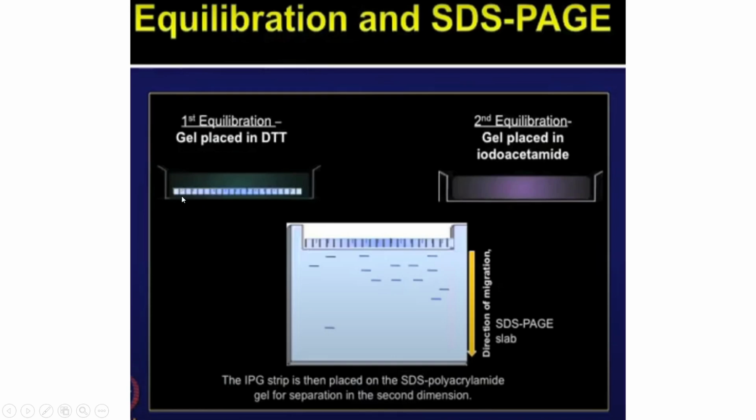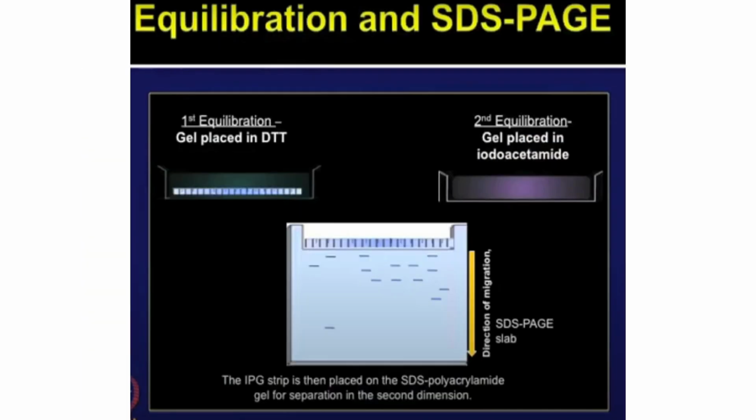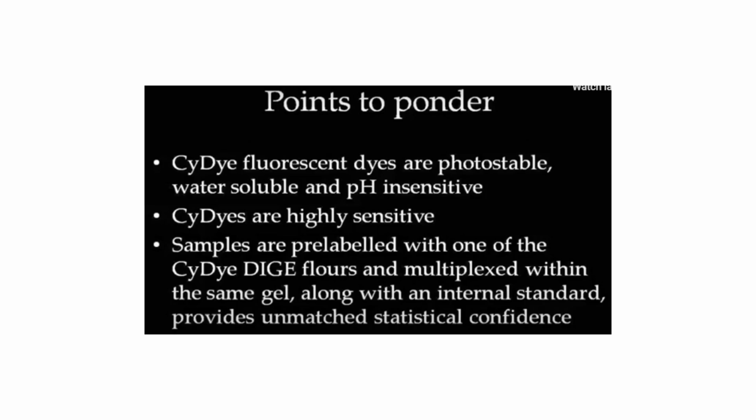So after labeling, you will run the isoelectric focusing and also run SDS-PAGE. This is basically your two-dimensional electrophoresis. That was the first part of the lecture that sir talked about. Just to revise: these fluorescent dyes are photostable, water soluble, pH insensitive, and highly sensitive. Samples are pre-labeled with one of the dyes and multiplexed within the same gel, and an internal standard is required, which provides unmatched statistical confidence.